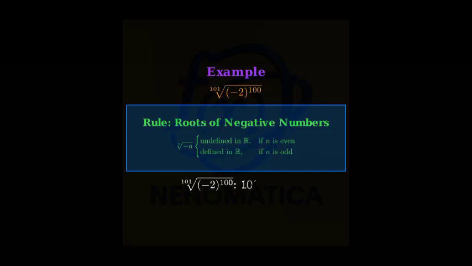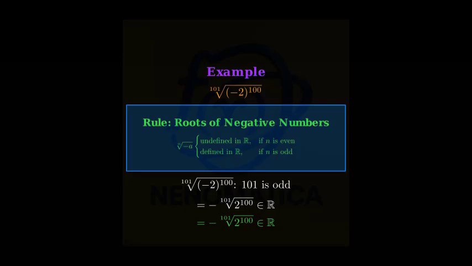Let's analyze our expression. We have the 101st root, which is an odd root, of -2 raised to the power of 100. When we simplify, this equals negative the 101st root of 2 raised to the power of 100. Since we have an odd root, this expression is defined in the real numbers. It belongs to the set R, which represents all real numbers.